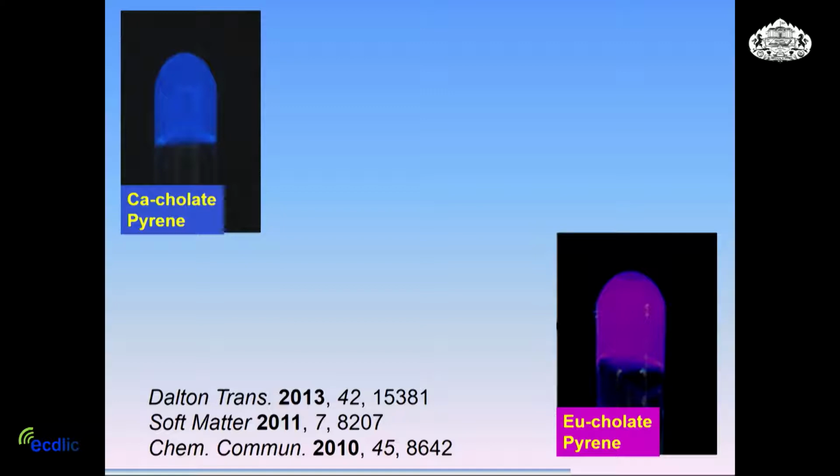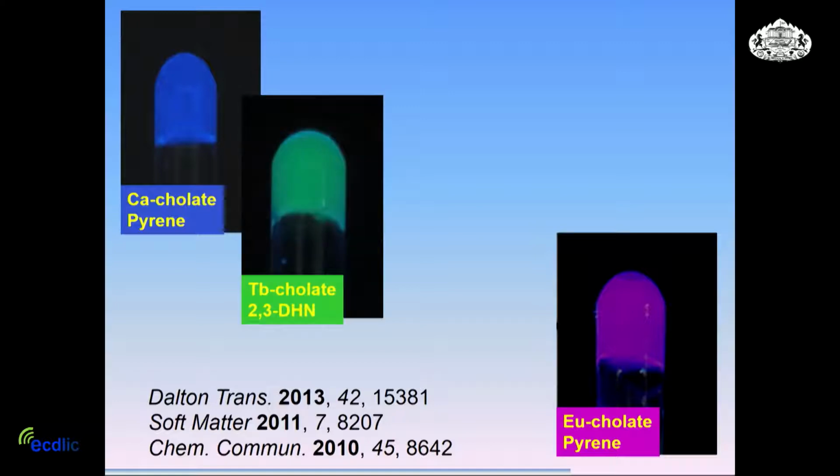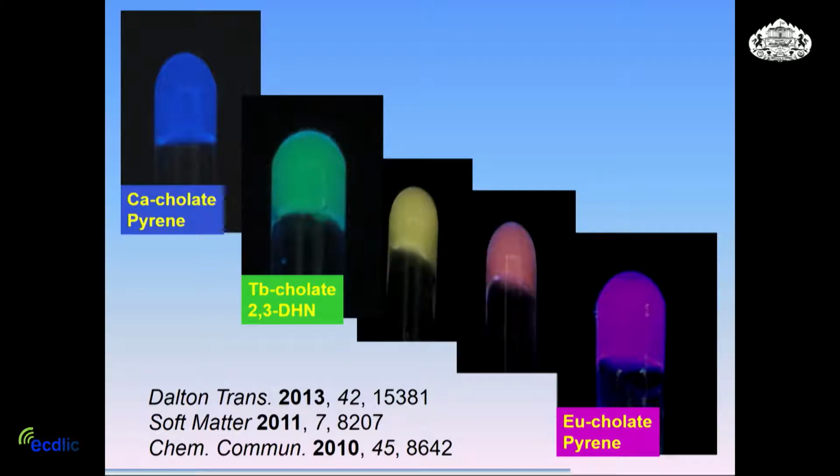And very quickly, I will not go into the details because these are all published. We found that 2,3-dihydroxynaphthalene was able to sensitize terbium, giving the characteristic green emission. And we also showed that you can color tune these materials by mixing different amounts of terbium and europium, because terbium to europium energy transfer can also happen.